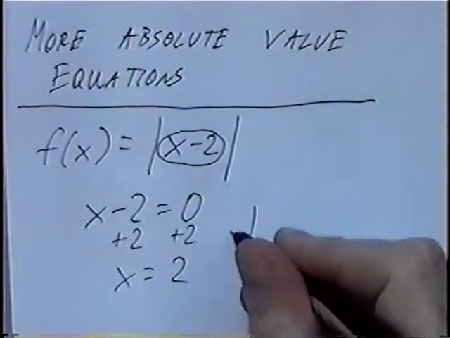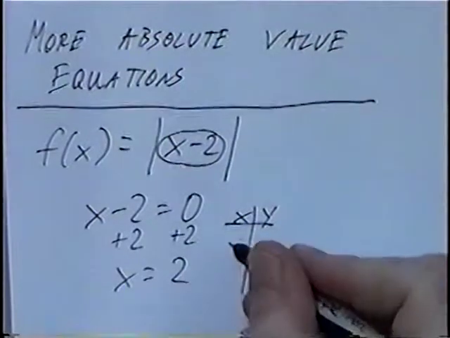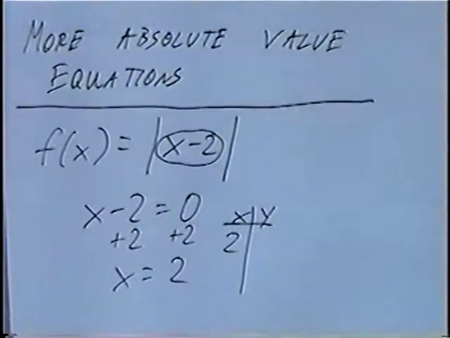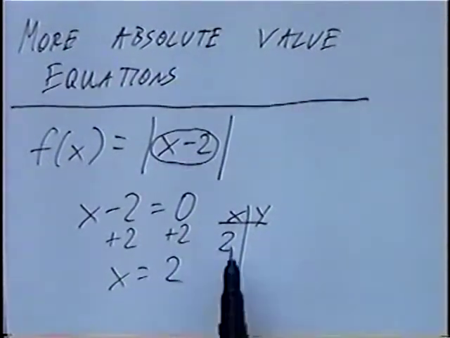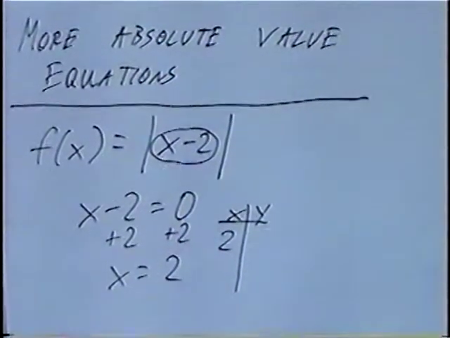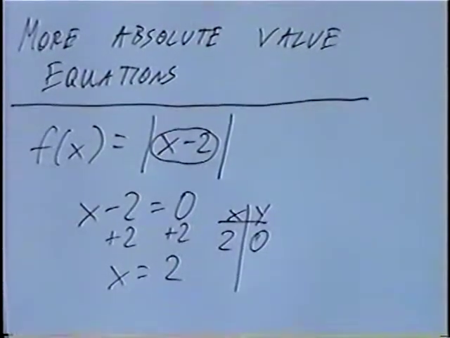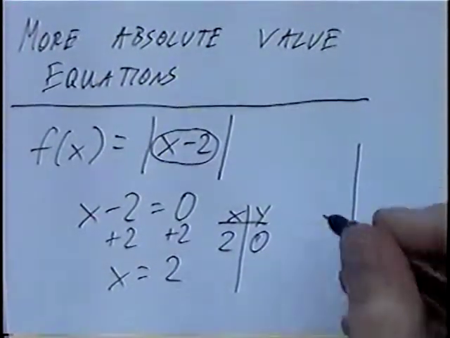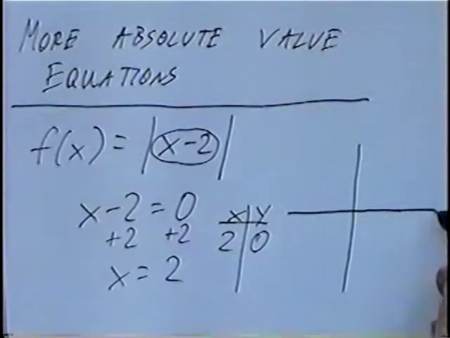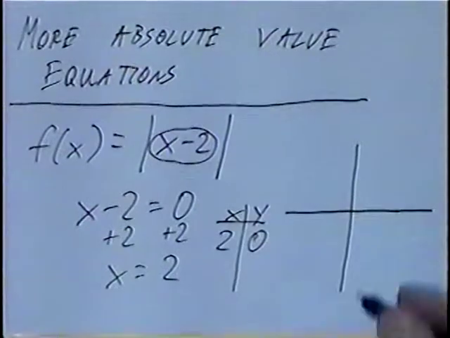For this, we can do a t-chart, but instead of doing 3 points or multiple points, we'll do just a single point at x equals 2. Plugging 2 into the original equation, 2 minus 2 would be 0. The absolute value would still be 0. Drawing the xy axis graph, we can graph this function with a single point. The point is 2, 0.